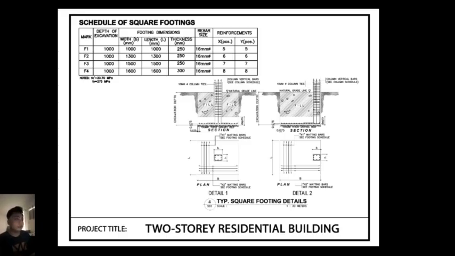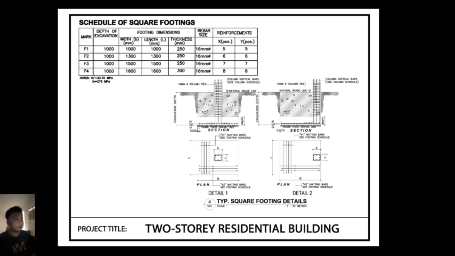So in this slide, I'll be talking about schedule of footing. So on the upper part of the drawing, we have a table called Schedule of Square Footings. This table summarizes the important details for each footing. Marked F1, F2, F3, F4, these are different types of footing used depending on the size of the column and the load it will carry.